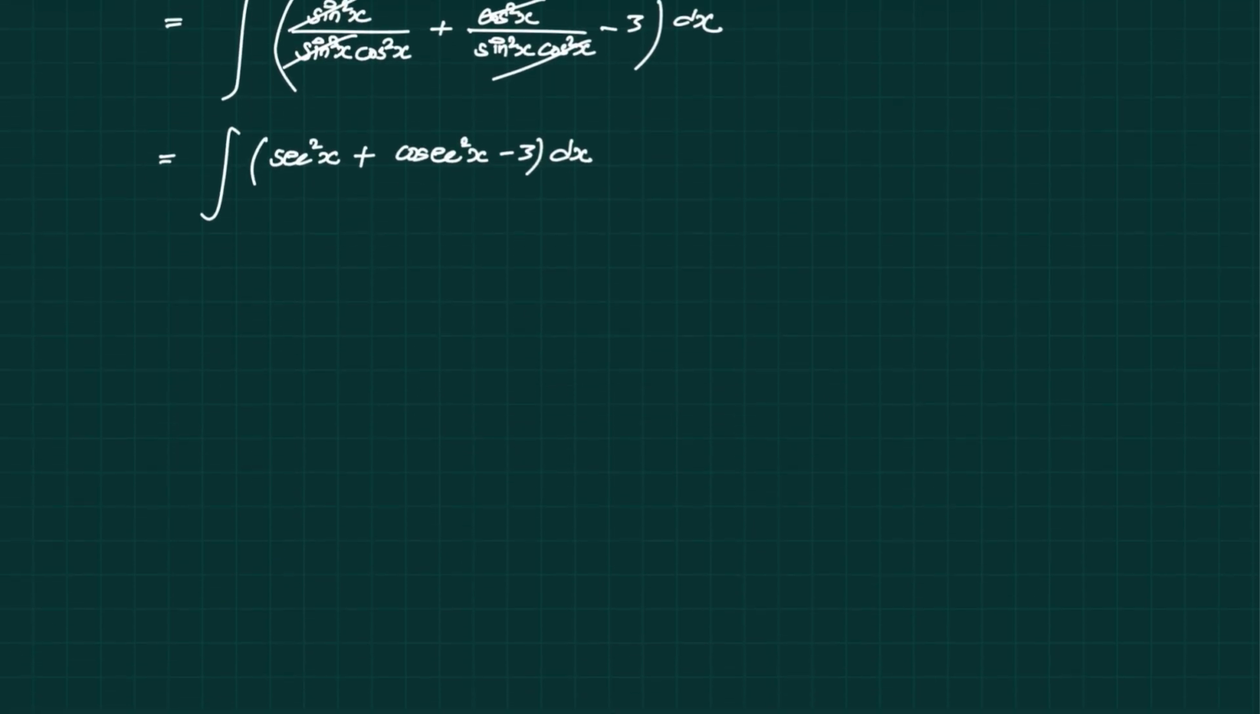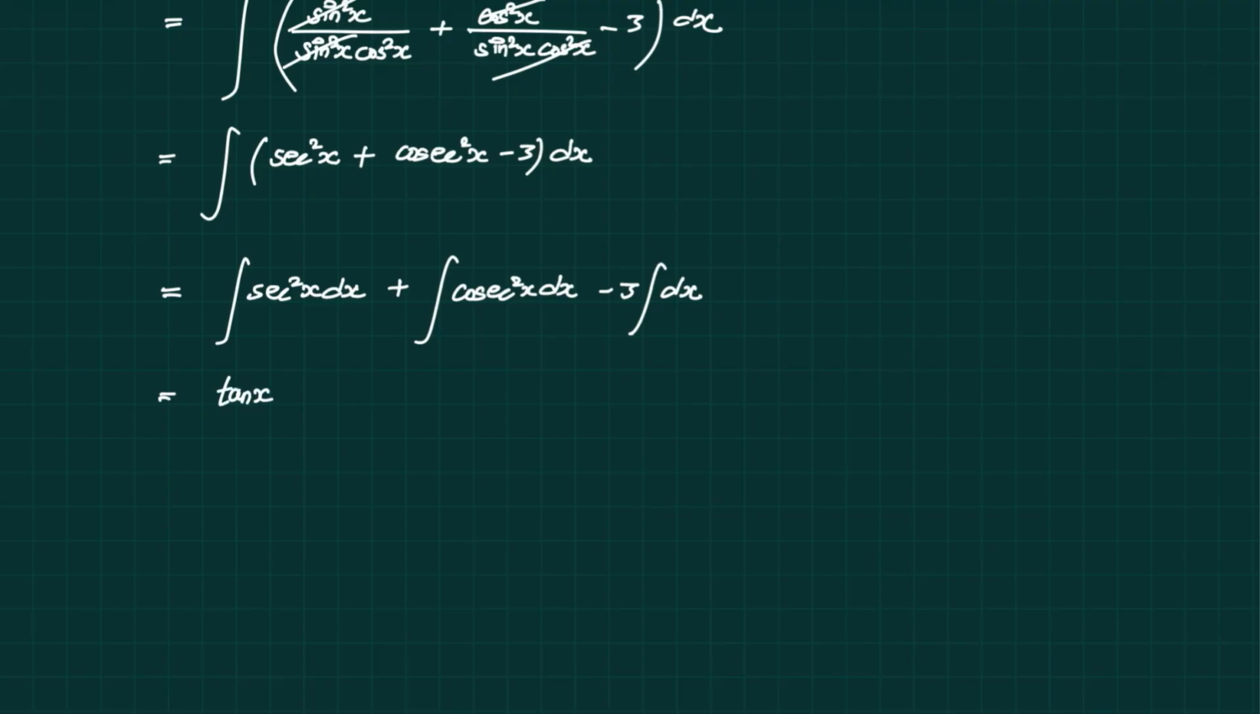Now let us distribute the integration, then we will have the integration of sec square x dx plus the integration of cosec square x dx minus 3, which is constant, so the integration of dx only. And the integration of sec square x is tan x, plus the integration of cosec square x is minus cot x, minus 3. Integration of dx is x, plus c.